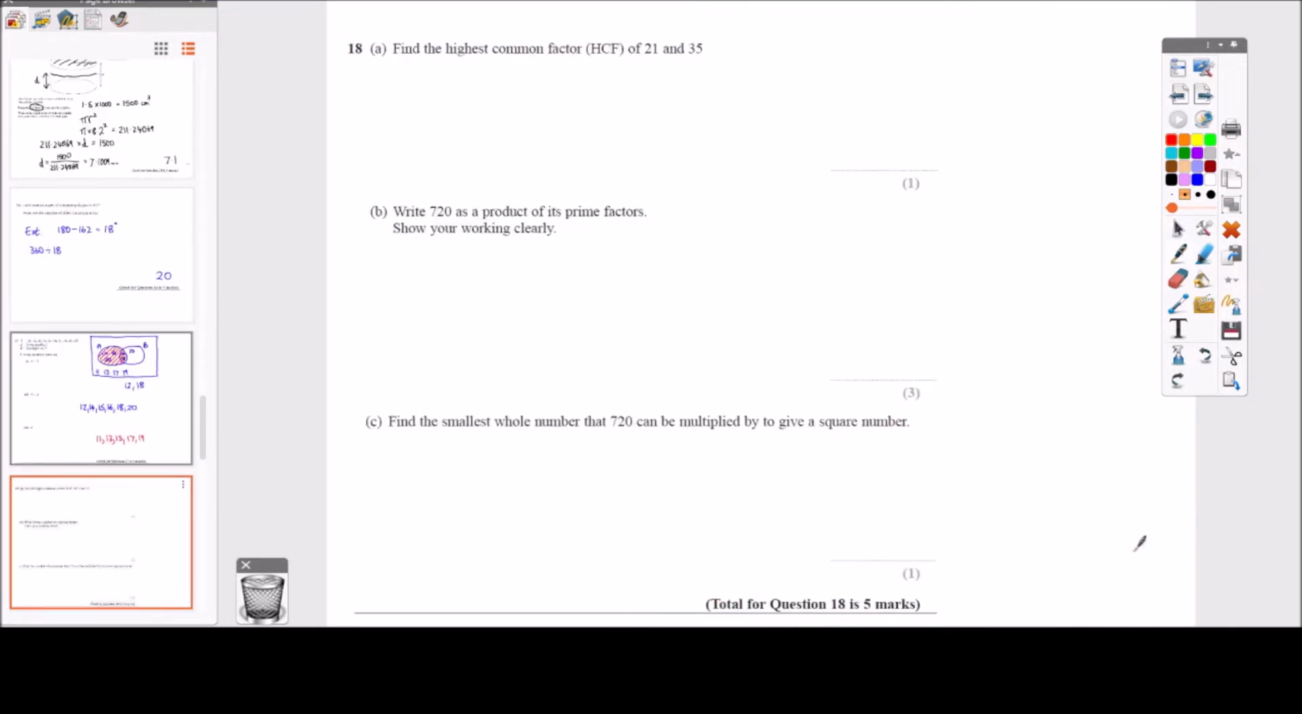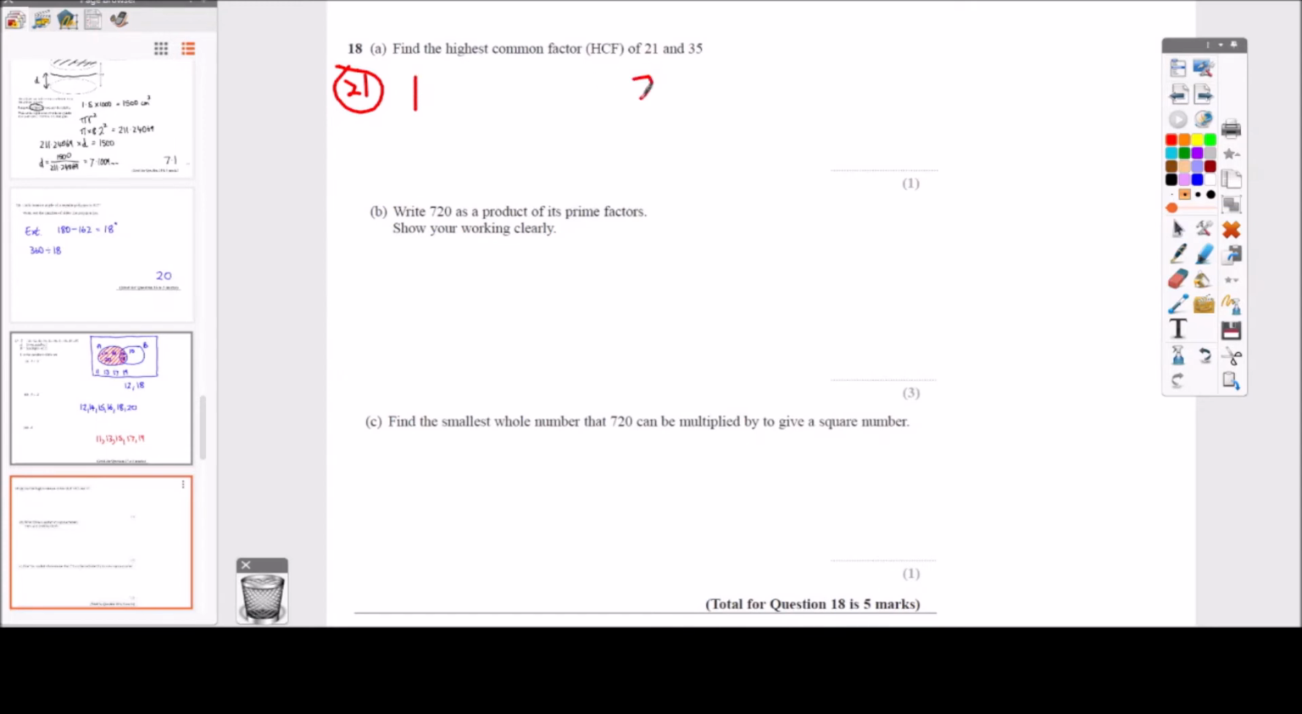Question 18. Well, parts A and B are quite straightforward. C not quite so straightforward. So find the highest common factor of 21 and 35. Now you could do product of prime factors, number trees for both of these, but when the numbers are small, it's almost easier just to think about all the factors of both and then see which one's highest. So all the factors of 21, all the numbers that times by another number give you 21.